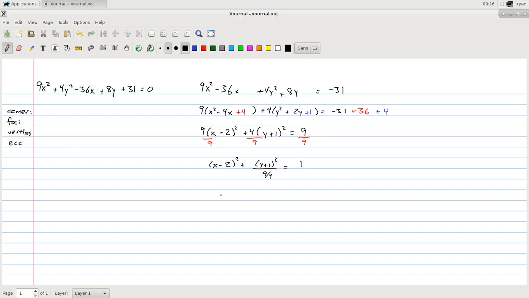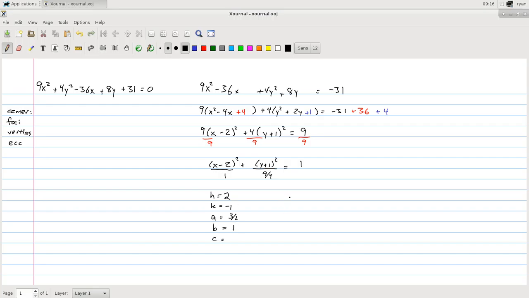Okay, so now we can identify what all the pieces are. h is the number being subtracted from x, so I see that h is 2. k is the number being subtracted from y, so k is −1. In an ellipse, a² is the larger of our two denominators. So I see that a² is 9/4. Taking the square root, we have a is 3/2. b² is the smaller of the two denominators, so b is the square root of 1, which is 1.